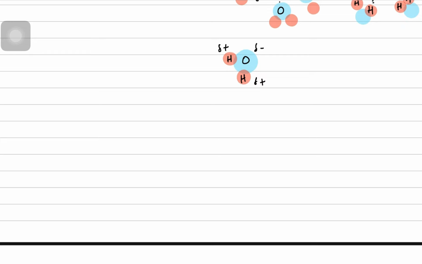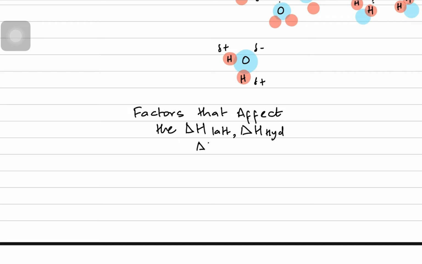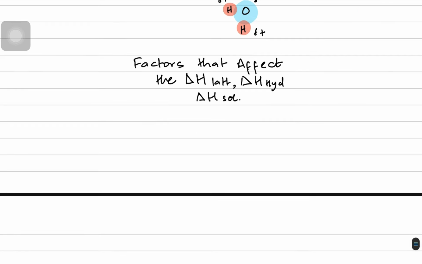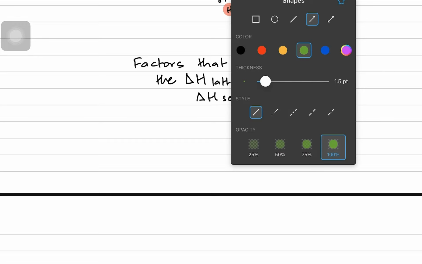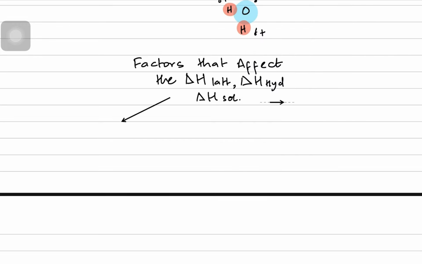So here we will talk about factors that affect the enthalpy of lattice, enthalpy for hydration, and enthalpy of solution, because they are connected in a combined Hess cycle. There are two important factors behind controlling these values. One factor is the charge on the ion, and the other factor is the size of the ion.